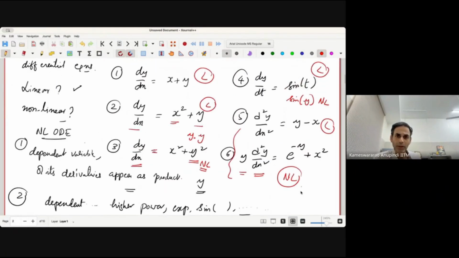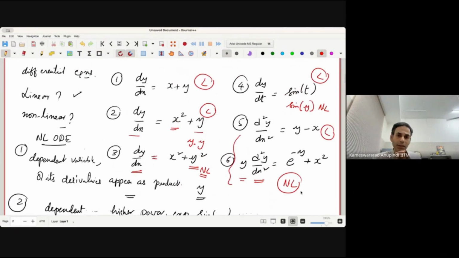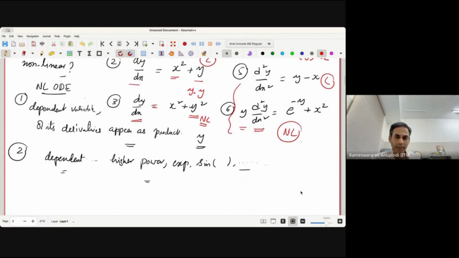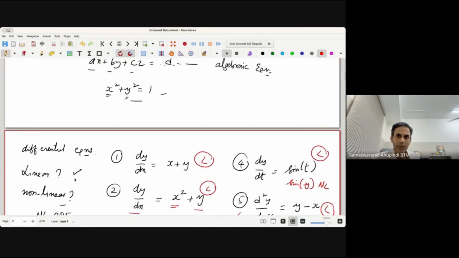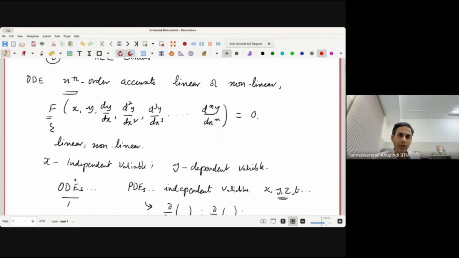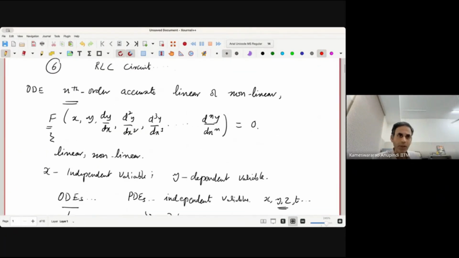Now, why we are differentiating between linear and nonlinear is that if something is linear, we can try to solve it directly with whatever methods we will discuss. If something is nonlinear, then we have to linearize it and then solve it. We will see how that needs to be done as we go along. So now we have this function of x, y, and the derivatives d by dx, d square by dx square, and so on, equal to 0.